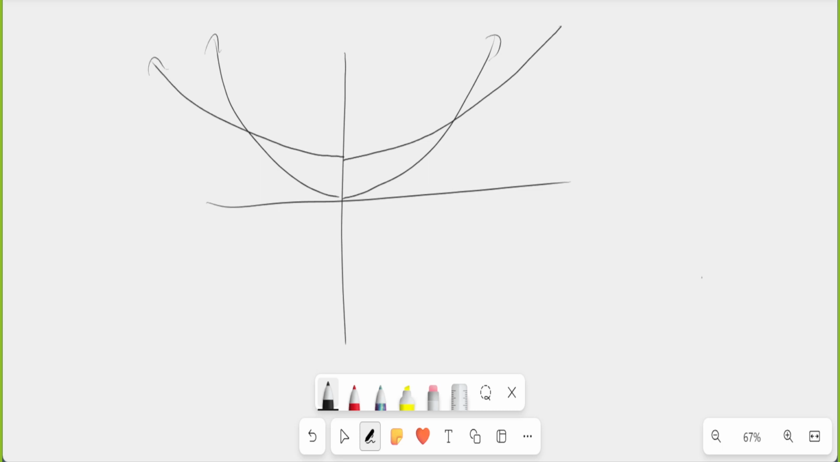And to find the angle, you would find the tangent line of this at the intersection, and then the tangent line of the other function at the intersection. And then, here's I think the difficult part, finding the angle between two arbitrary lines. How would I do this?